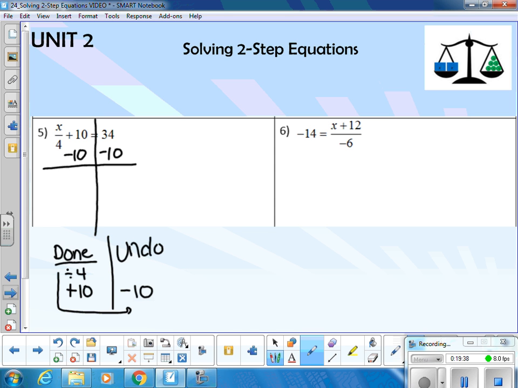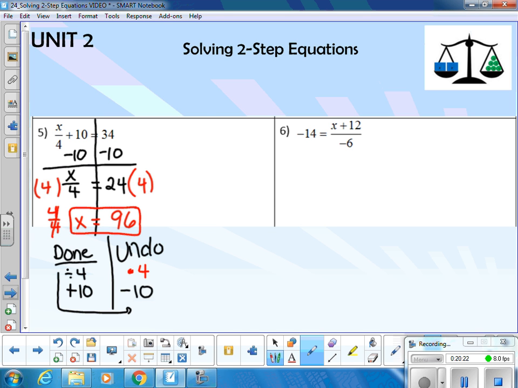10 minus 10 is 0, so I'm just left with x divided by 4. And on this side I have 34 minus 10, which is 24. Now, to undo dividing by 4, I'm going to multiply by 4. To show multiplication, we use the parentheses notation, which means multiplication. I'm multiplying by 4 on both sides. This cancels because I end up with 4 over 4, which is the same thing as 1. So x equals, and then I have 24 times 4. And if you plug it into your calculator or multiply it by hand, you get 96.